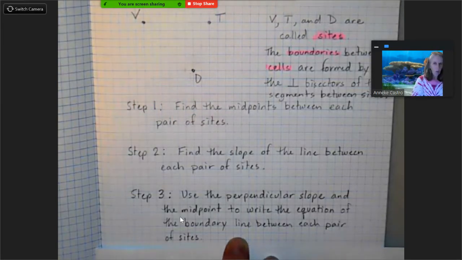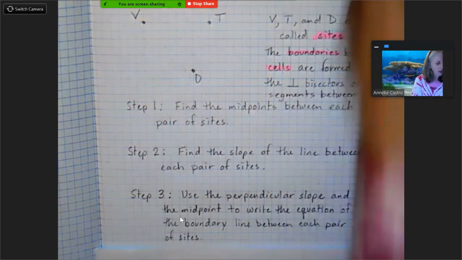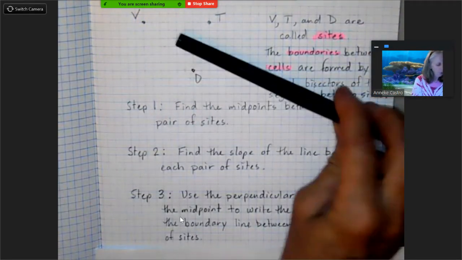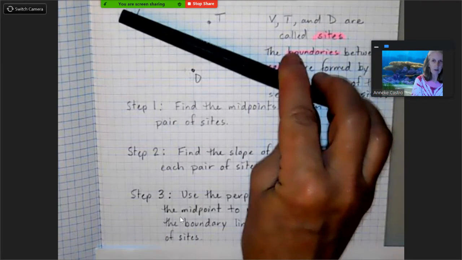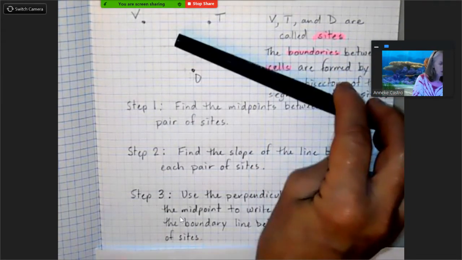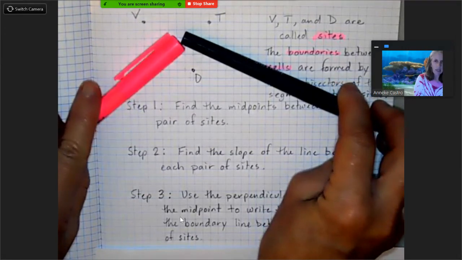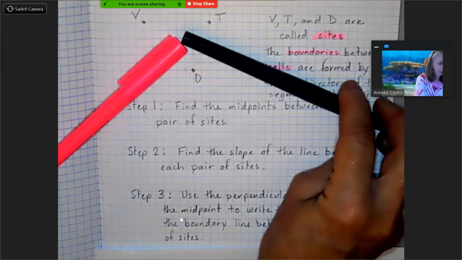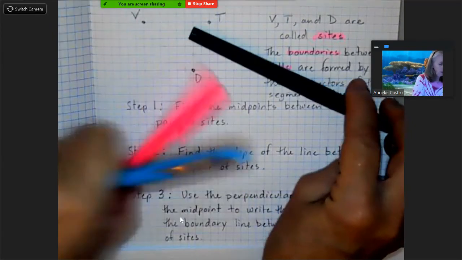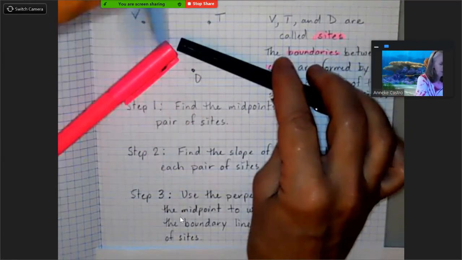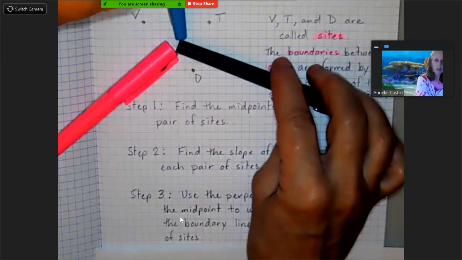Then we need to know, where are these boundary lines going to stop? Because if I have a boundary between T and U, it's definitely not going to go like this and run over the velociraptor. Instead, there's going to be a boundary line between V and D, and it's going to run into that boundary line between D and T, which is going to run into the boundary line between V and T. See, that's going to create our boundary lines.